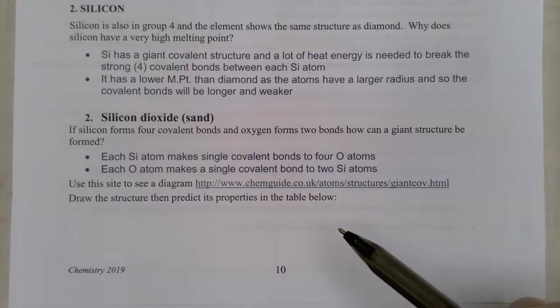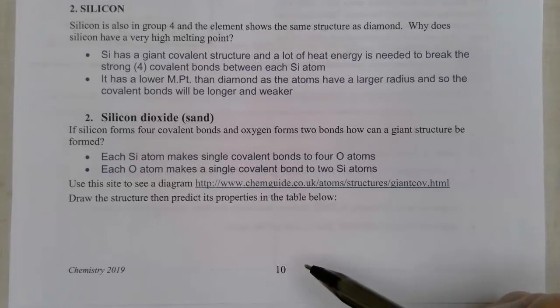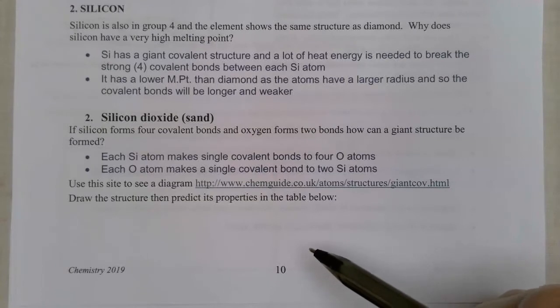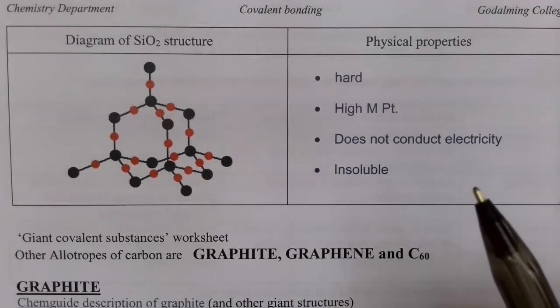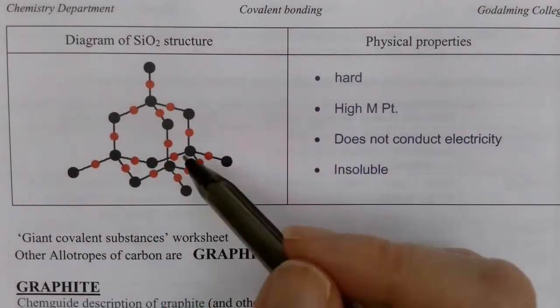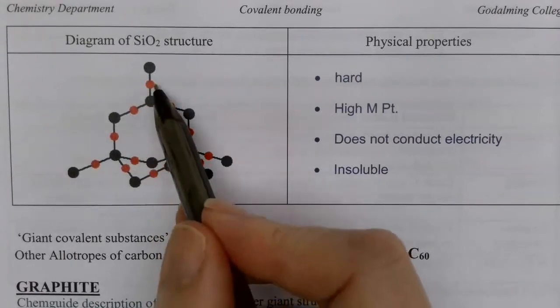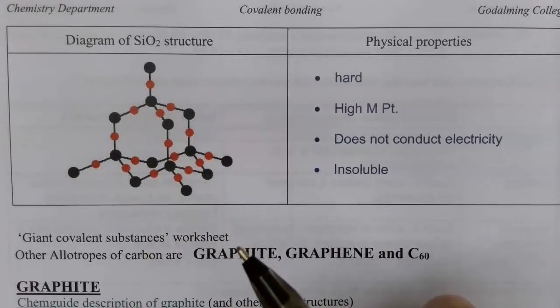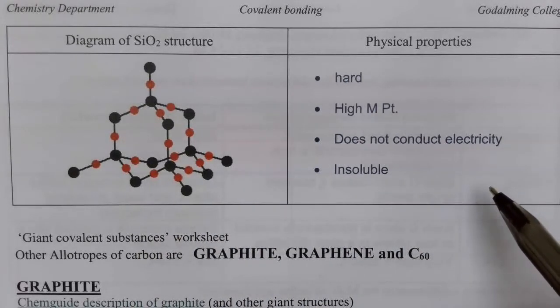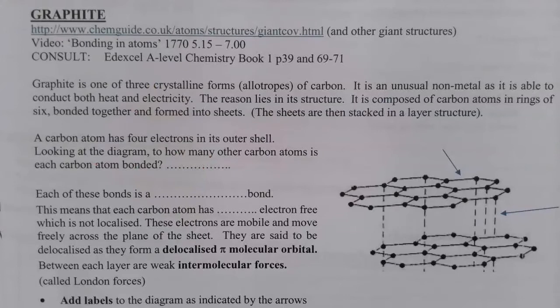Therefore, the covalent bonds are longer, and we know that longer bonds are weaker bonds. Silicon dioxide, otherwise known as sand, is again this giant tetrahedral arrangement, and there it is. So that's a very similar structure to diamond, except now we have these little red blobs representing my oxygen in between my silicon atoms. But you can see it's got a very similar structure to diamond, and again, very similar physical properties. It doesn't conduct electricity, it's insoluble, hard, and has a high melting point.